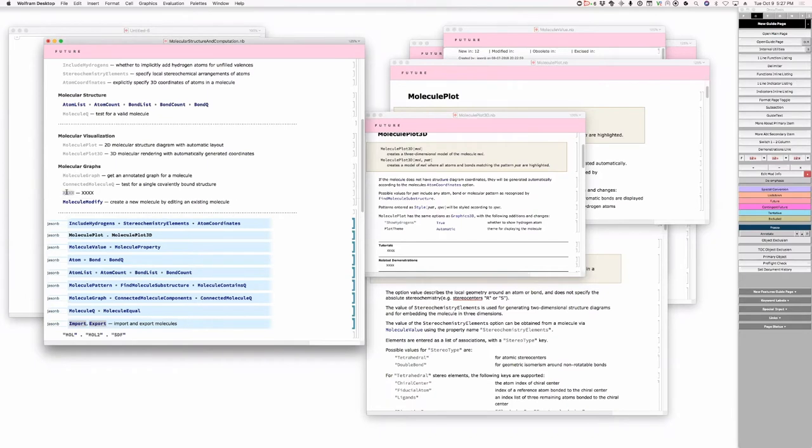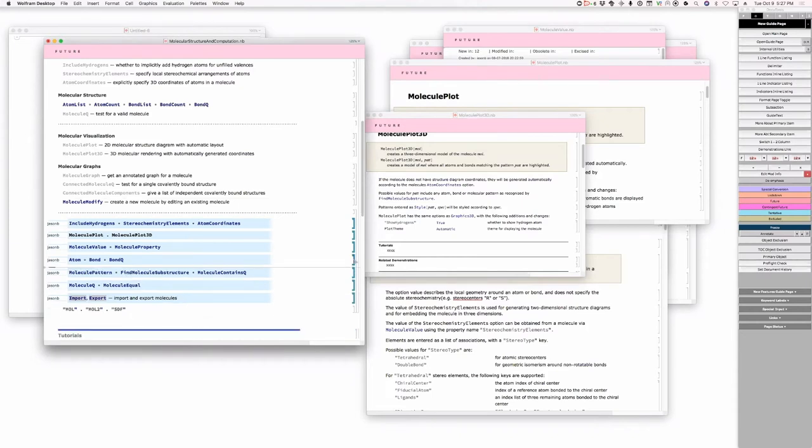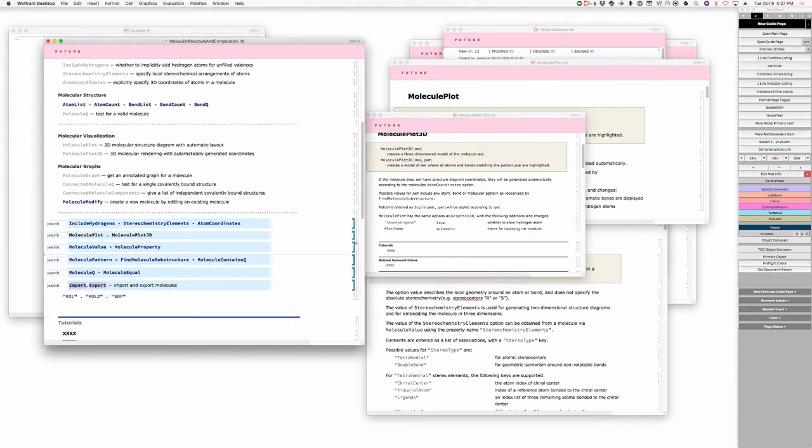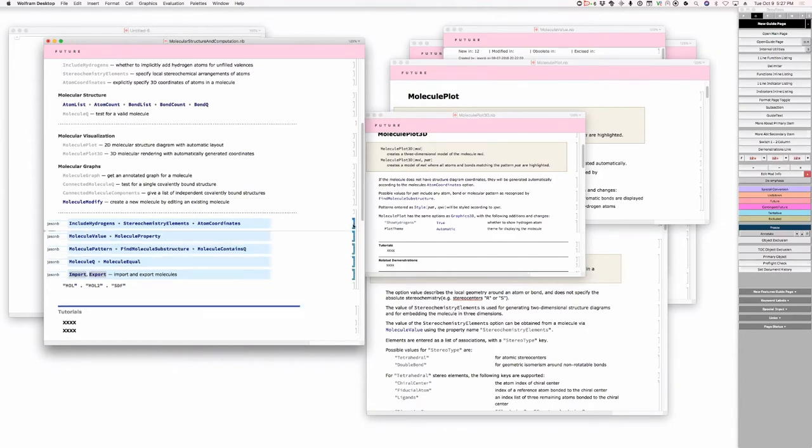Connected molecule components. Give a list of independent covalently bound structures. Is that right? Yes, that would be right. Okay. All right, we've done those.